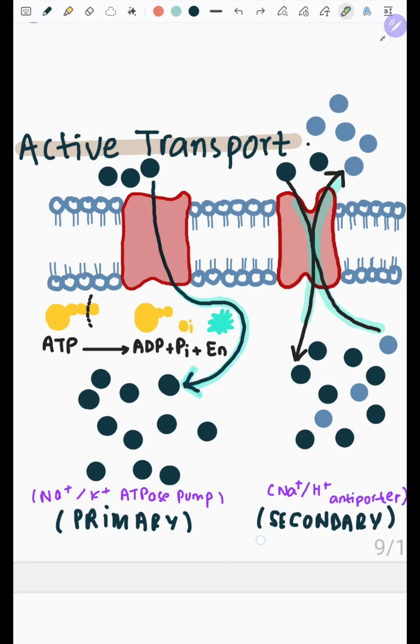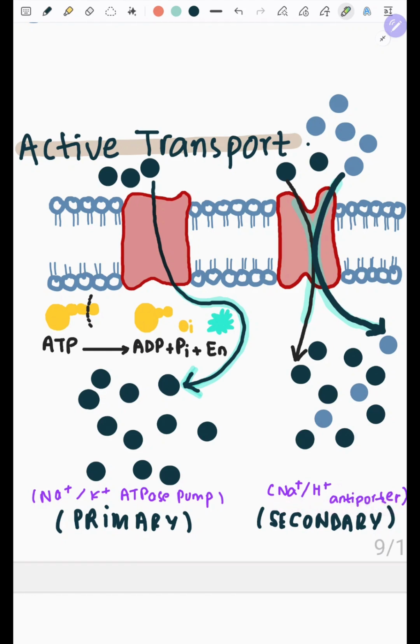Another type of active transport is secondary active transport. In this type of active transport, one molecule moves from lower concentration to the higher concentration, and the other molecule moves from higher concentration to the lower concentration. Hence, the energy released by the movement of molecules from higher to lower concentration is utilized by the molecules moving from lower to higher concentration. The example of this type of transport is the sodium hydrogen antiporter.